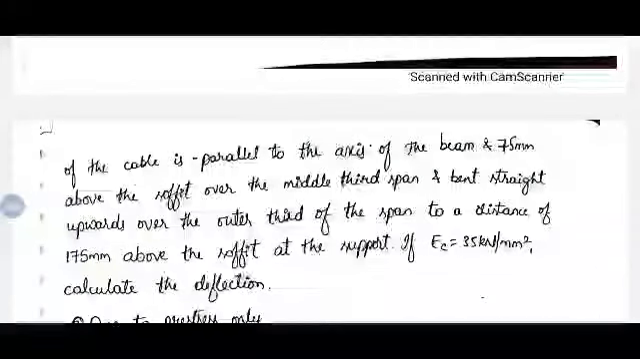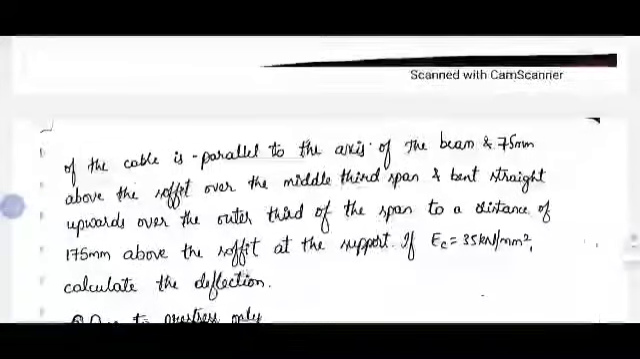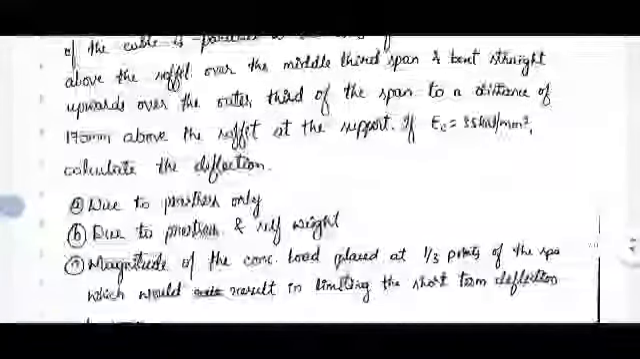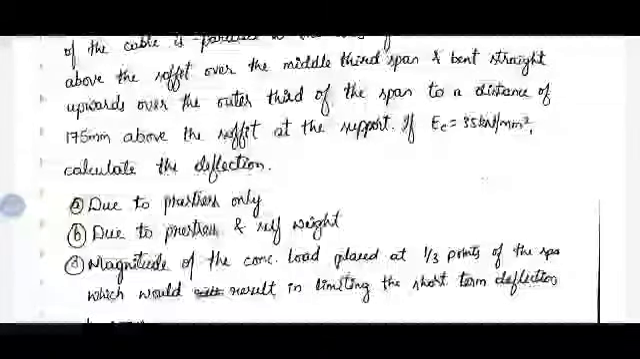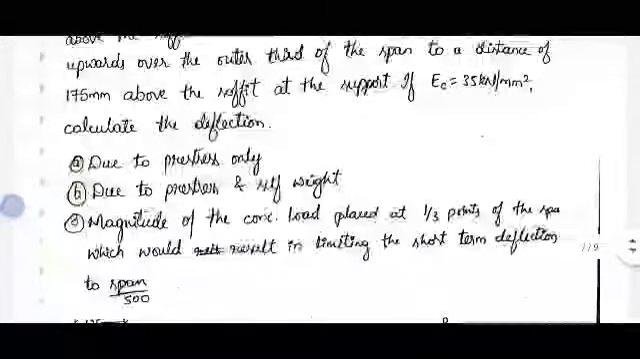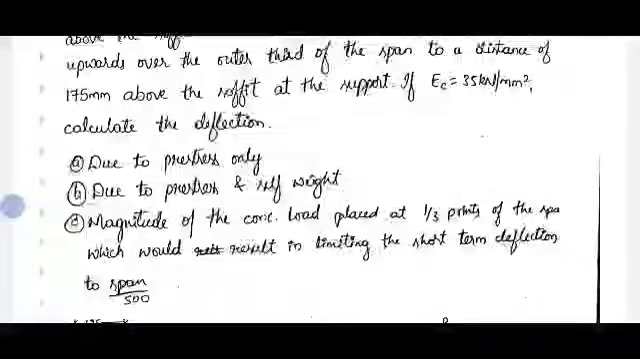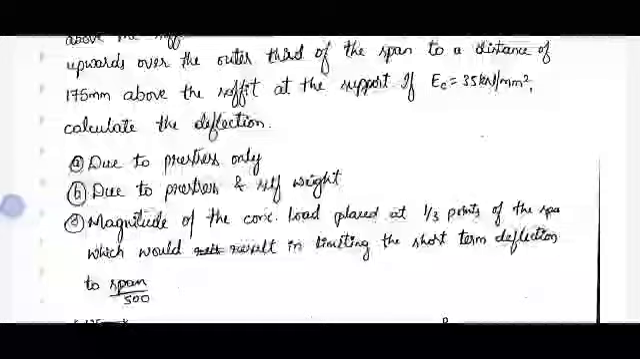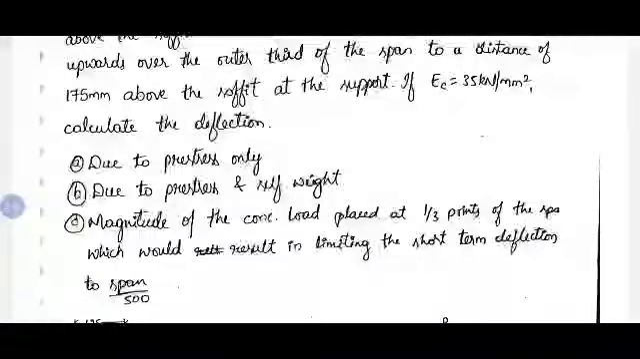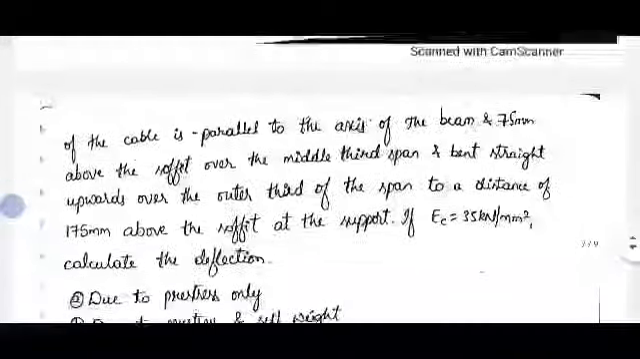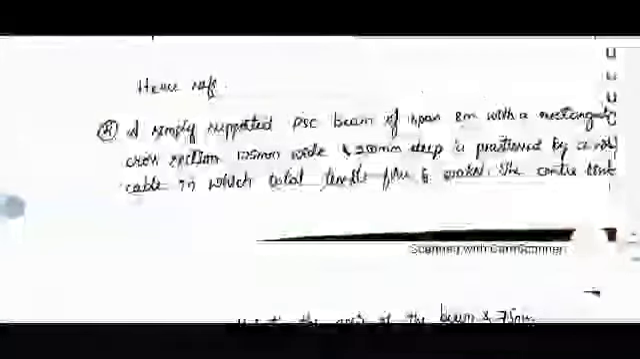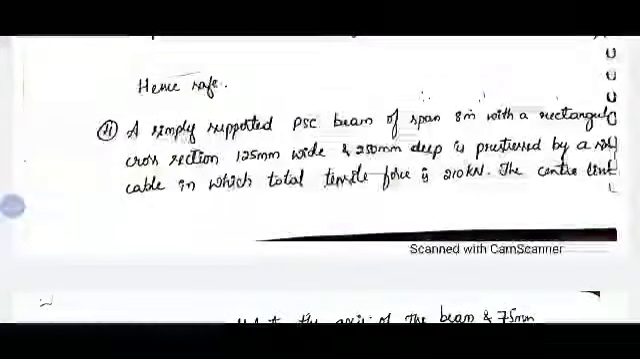If Ec is equal to 35 kN per mm², calculate the deflection due to pre-stress only, then due to pre-stress and self-weight, then the magnitude of concentrated load placed at 1/3 points of span, which would result in limiting the short-term deflection to span over 500. So here the cable profile is given, you can observe the middle third of the span.